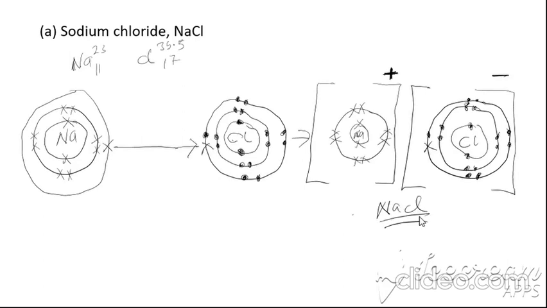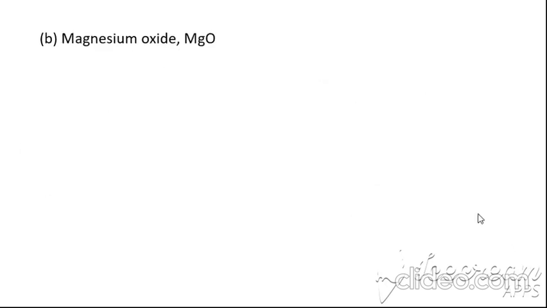So by doing this, then you're done. You have illustrated the ionic bonding between sodium and what? Chloride. And I'm sure it's very simple, and you know how to go about it. So let's do for magnesium.